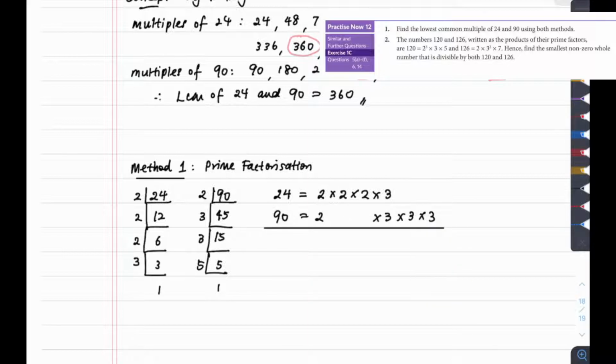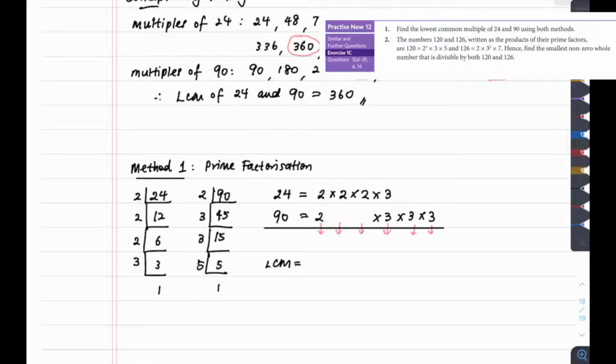Okay, next, let's take a look at the LCM of these two numbers. Now, in order to find the LCM, we just need to take all the factors that we can get from 24 and 90. So the unique factors from each of these numbers, and for the common factors, we only count once. The other unique factors, we need to take them down.